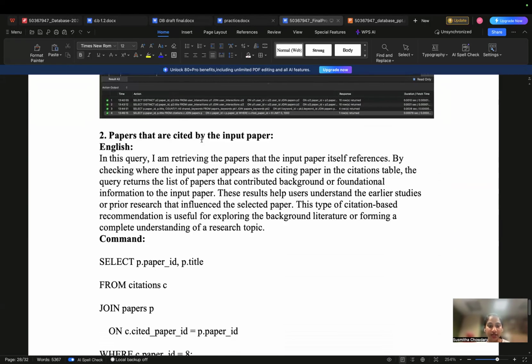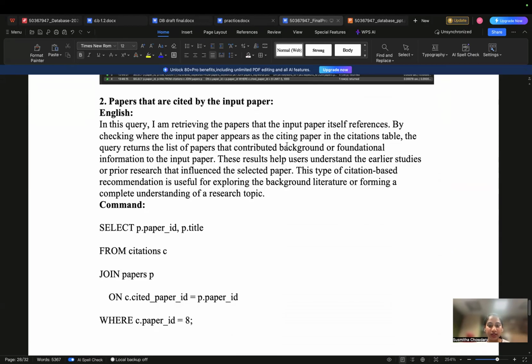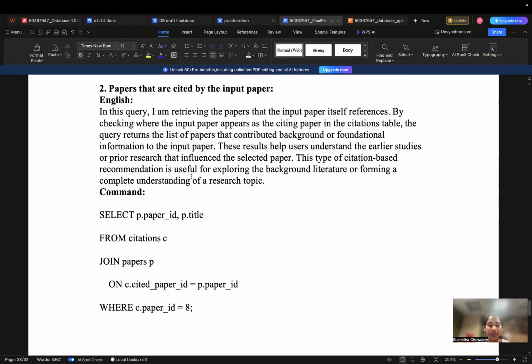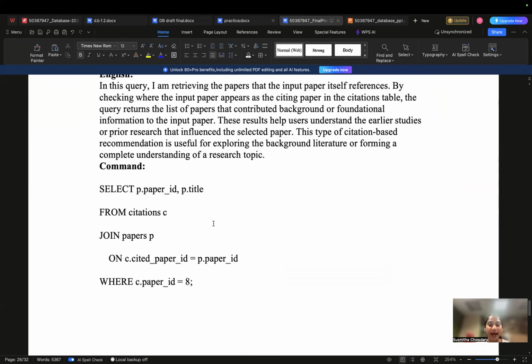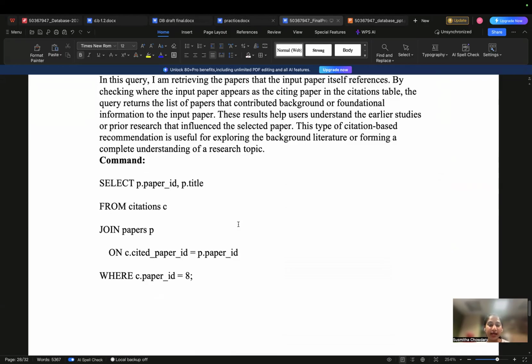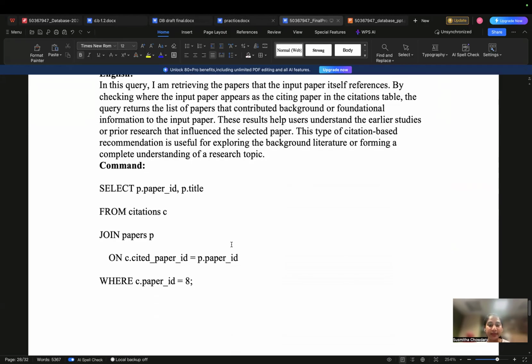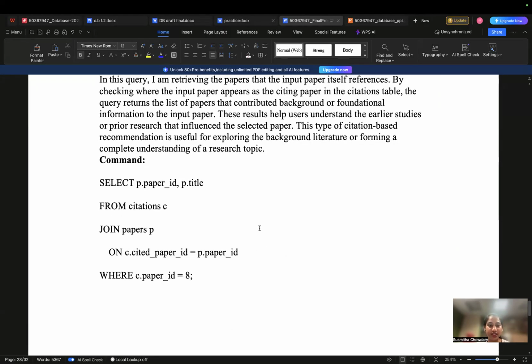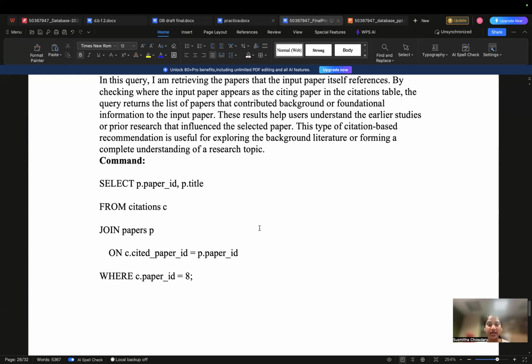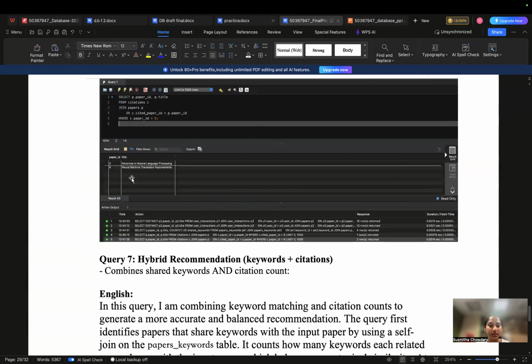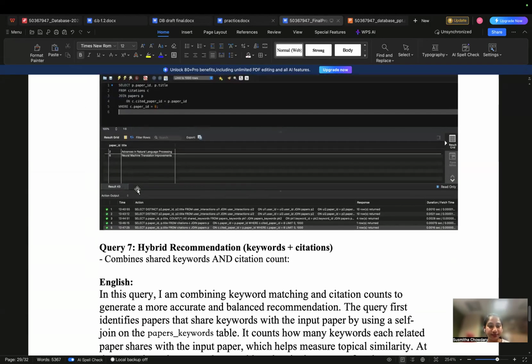And coming to the papers that are cited by the input paper, this type of citation recommendation is useful for exploring the background literature or forming a complete understanding of the research topic. I'm retrieving the papers that the input paper itself references by checking where the input paper appears as the citing paper in the citation table. This is the one I've got.